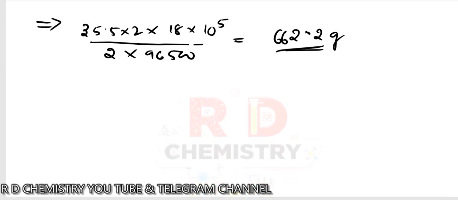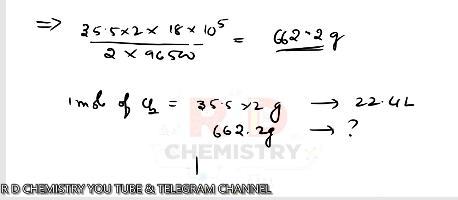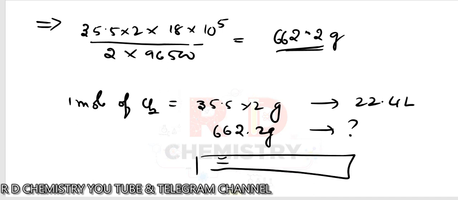Now do the calculation, same thing. 1 mole of Cl2 is equivalent to 35.5 into 2 grams and occupies 22.4 liters at STP. Therefore, 662.2 grams, how much will it occupy? We get the same answer, approximately 208.9 liters. Hope this is clear to you. This is one of the important questions.